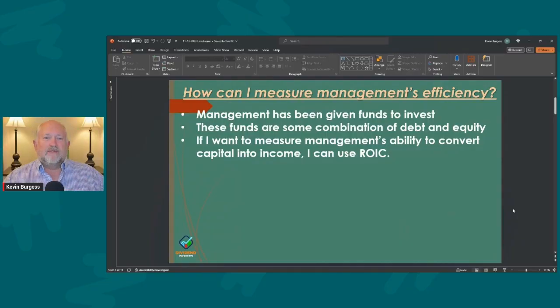Management has been given funds to invest. So the question that we have is, how can we measure how efficient management is with the funds that they've been given to invest? So think about these funds as the difference between equity and debt. We give the shareholder, we give the management team equity to start the business, and we give the lenders debt, and they put that capital together.